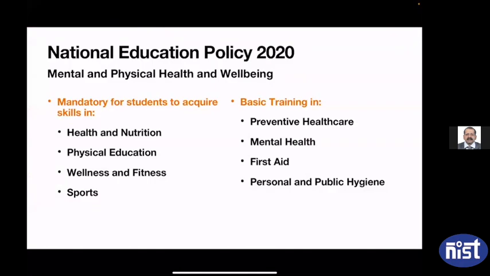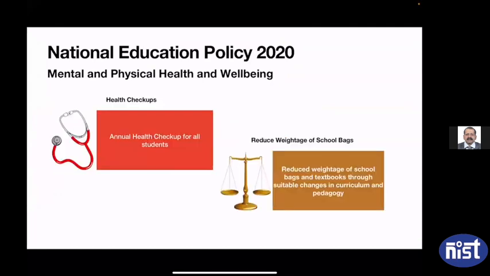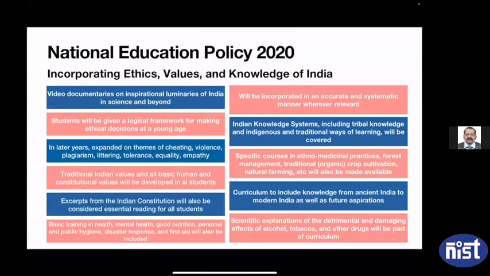So now it also focuses on mental and physical health and well-being of the children. So children should acquire skills in health and nutrition, physical education, wellness and fitness, sports, and basic training in preventive health care, mental health, first aid, personal and public hygiene. There will be annual health checkups for all students in schools and reduction in the weight of the school bag, as I've already talked of that.